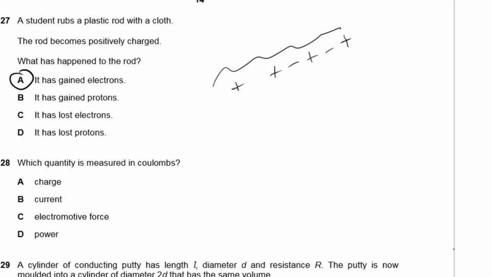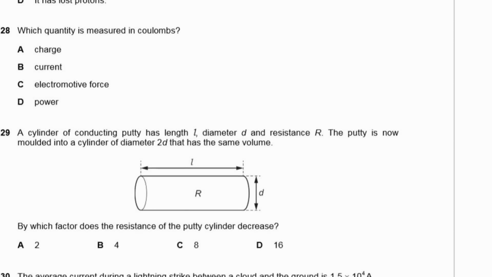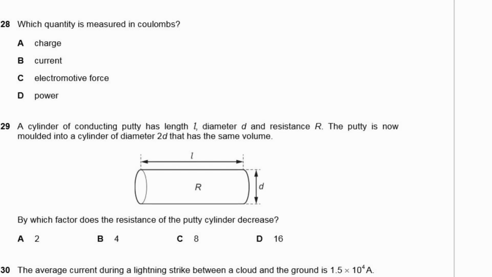Protons, of course, are in the centre of the atom. They don't move about much in terms of being exchanged. 28. What quantity is measured in coulombs? Easy. It's charge. Current is measured in amps, EMF is measured in volts, and power is measured in watts.